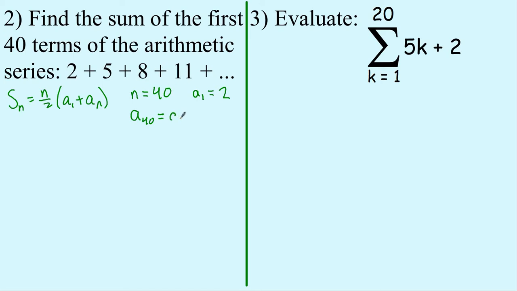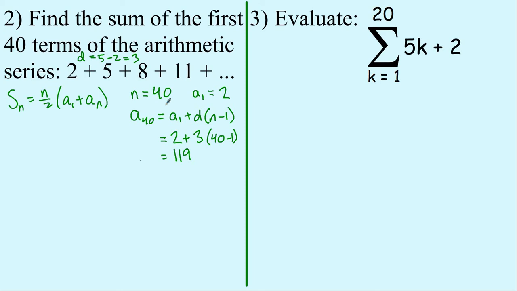Well, it's arithmetic, so that's the first term plus the difference times n minus 1. That was in video 9.2. So here we would take the first term plus the difference. Okay, we get the difference by doing 5 minus 2 equals 3, the second term minus the first term. And then 40 minus 1. All right, so then we have 2 plus 3 times 39. Let's see, and that should get us 119.